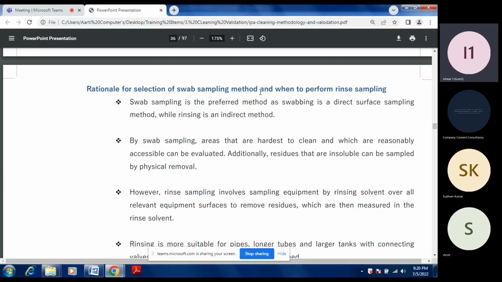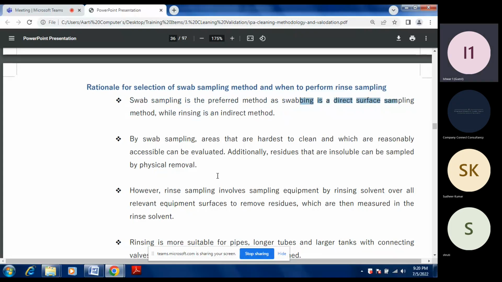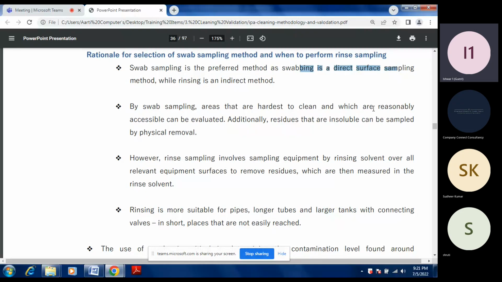Rationale for selection of swab method when performed for rinse sampling. Swab sampling is the preferred method. Swabbing is a direct surface sampling method, while rinsing is an indirect method. If we have a surface to collect the sample, then we'll perform the swab sampling. By swab sampling, areas that are hardest to clean, which are reasonably associated, can be evaluated. Additional residue that is insoluble can be sampled by physical removal.